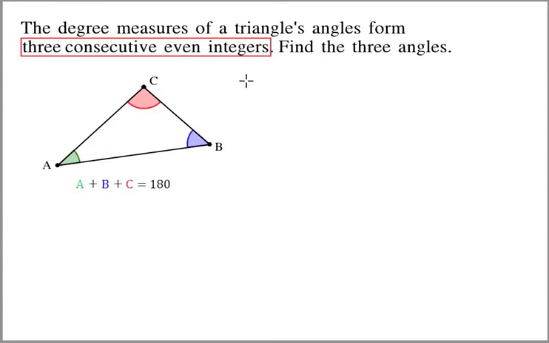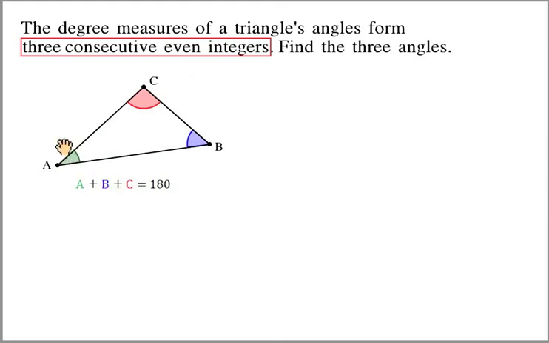Here it is. I'm going to read it aloud. The degree measures of a triangle's angles form three consecutive even integers. Find the three angles. And that should really read, find the equation that generates the three angles. And those three angles are, of course, as it's boxed here, three consecutive even integers. And that's the big point here. The starting point, of course, is the fact that the three angles of a triangle sum to 180 degrees. And A plus B plus C must be consecutive even integers.